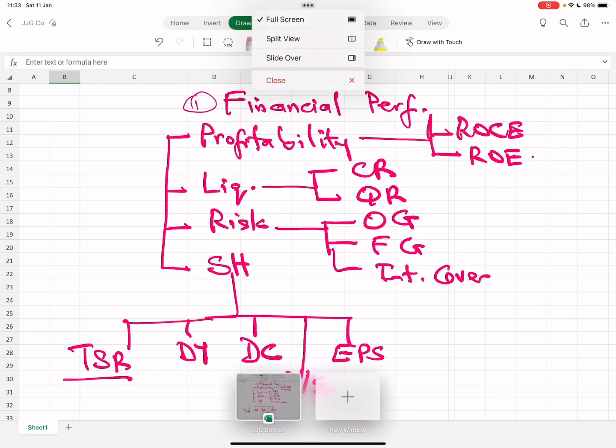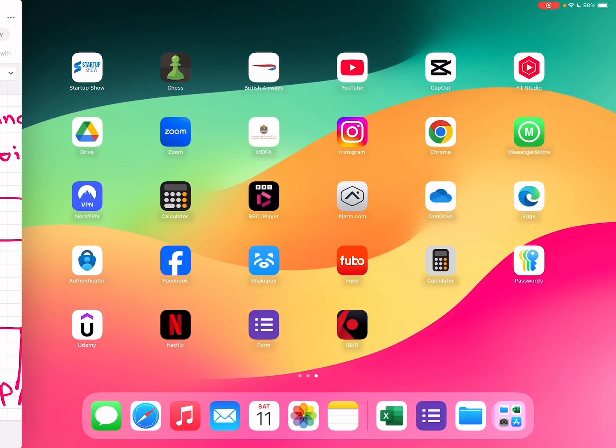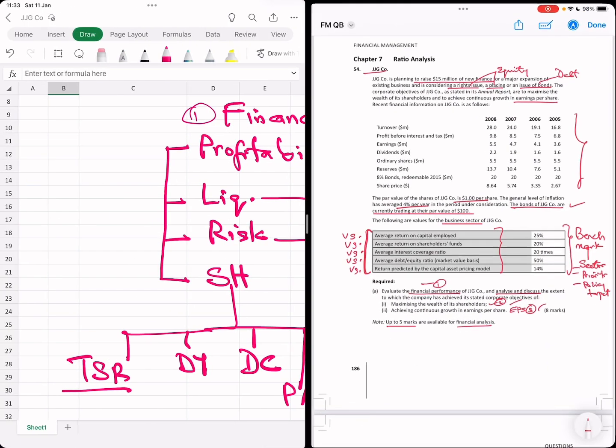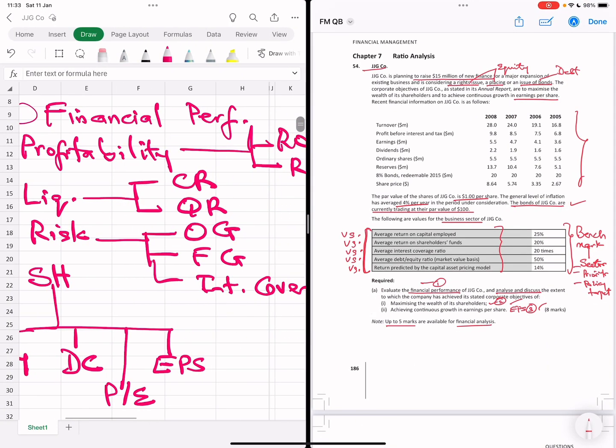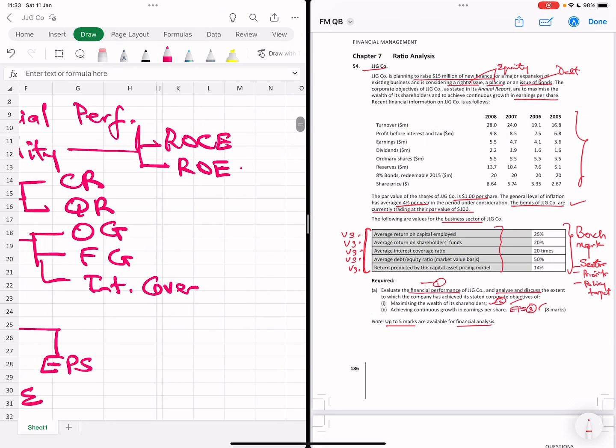Let's split view so it makes life easy for us. Now let's look at it. Do we have information for ROCE? ROCE is PBIT, which we have here, over capital employed. Capital employed is equity. We have equity, ordinary reserves and reserves. Those are equity. And we have debt. So we can deal with this. ROE is PAT, profit after tax over equity. We have profit after tax, which is earnings. So we can deal with that.